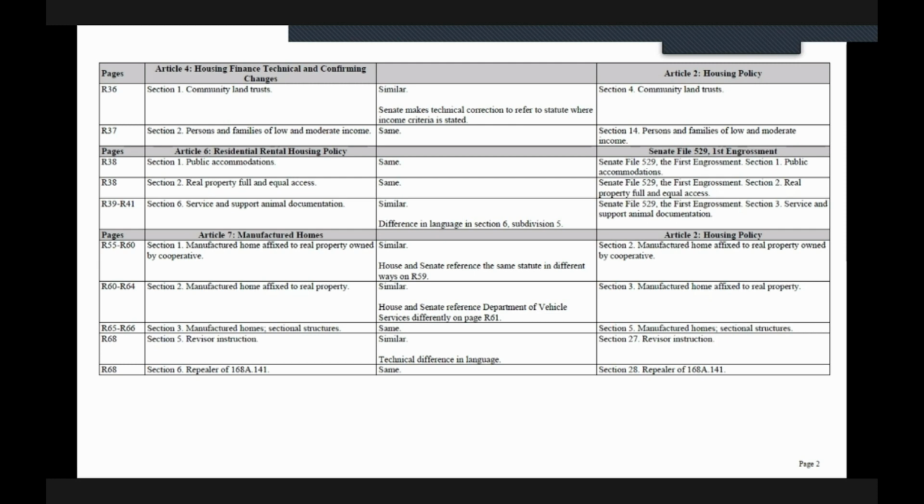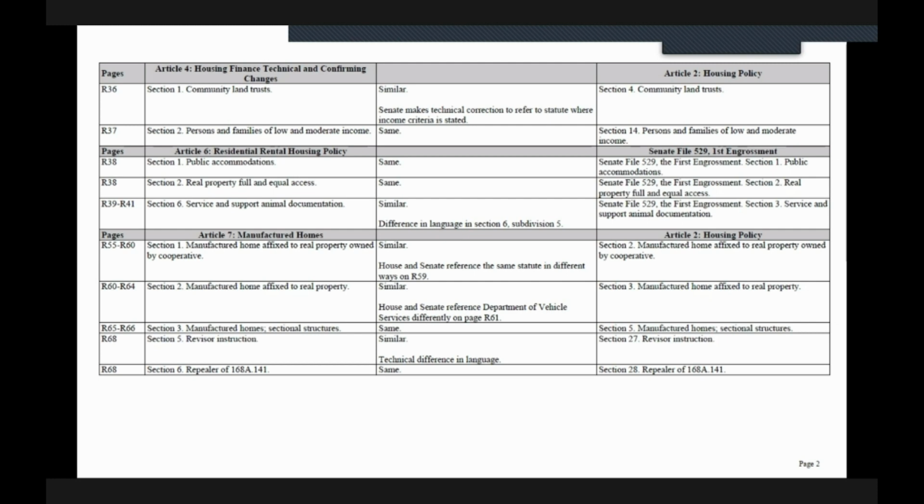These sections are similar. There are some very small technical changes. The House and the Senate refer to the same statute, but in a different way on R59. And so at this point, I believe I'm to move adoption of House Section 1 on pages R55 to R60. I see an affirmative. Any questions or clarification? If not, please unmute. The chair moves adoption of House Section 1 on pages R55 to R60. All those in favor say aye. Aye. Aye. Opposed, nay. Motion prevails.